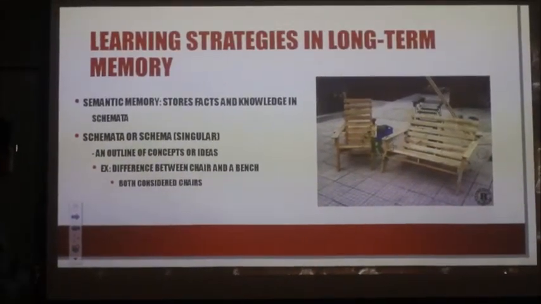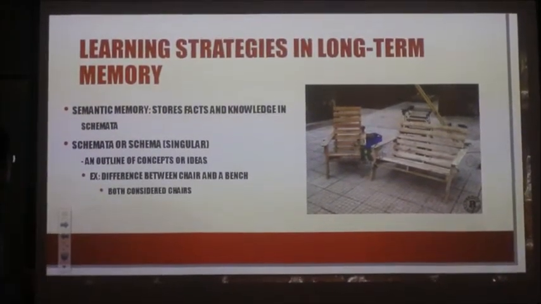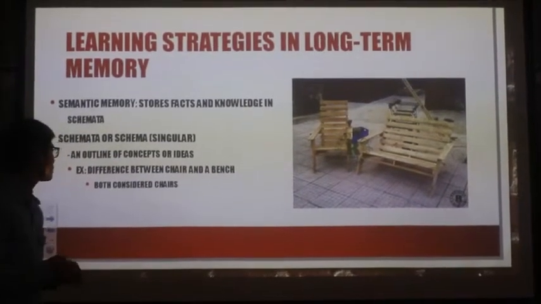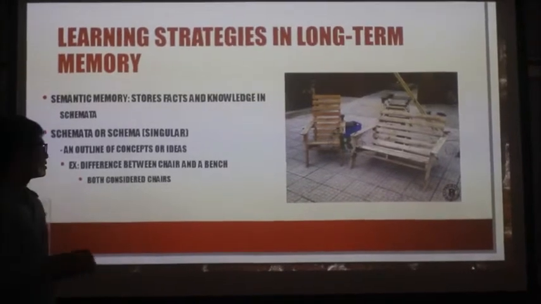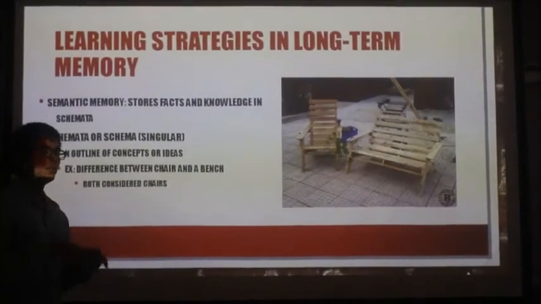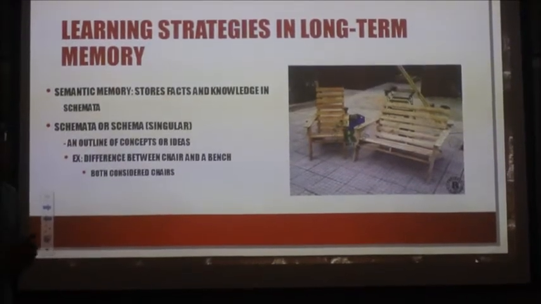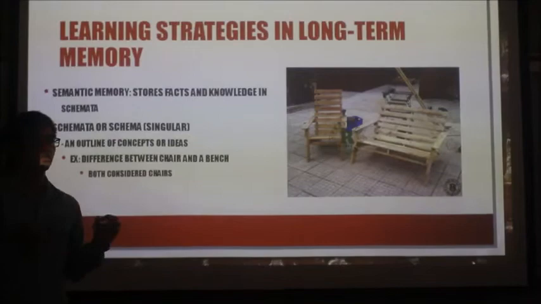And the last one is semantic memory. It's the storage of facts and knowledge in schemata. Now, schemata, also known as schema in the singular form, is an outline of concepts or ideas. An example can be the difference between a chair and a bench. In a way, they resemble each other, but a bench is longer. And while you're young, as a kid, kids will actually think of both as chairs.